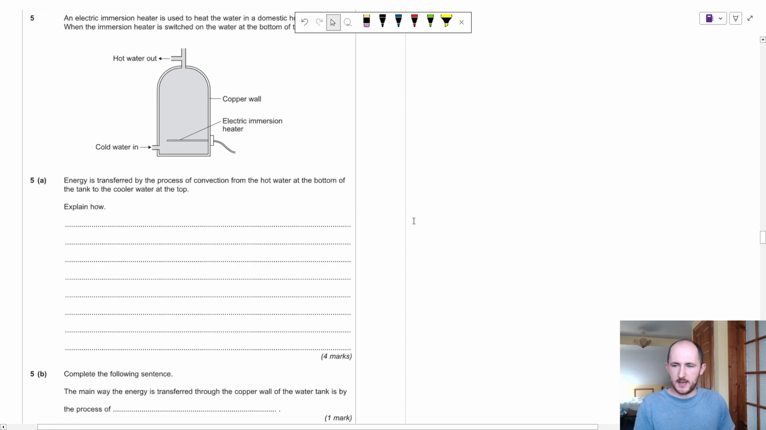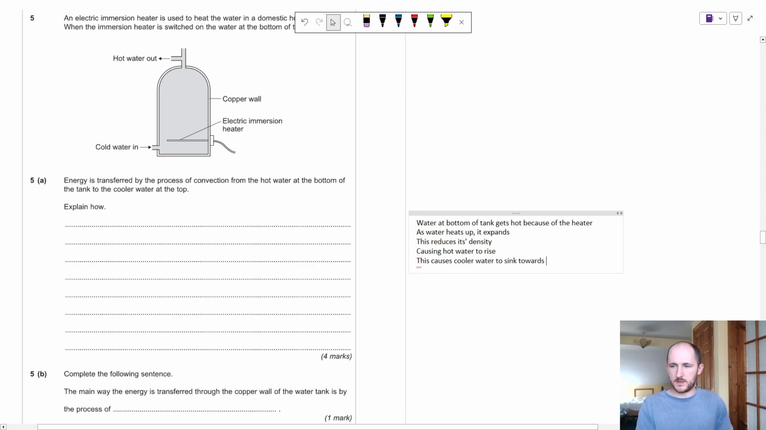Okay, so water at the bottom of the tank gets hot because of the heater. As water heats up, it expands. This reduces its density, causing hot water to rise. This causes cooler water to sink towards the heater at the bottom of the tank. Yeah, that's pretty much it.